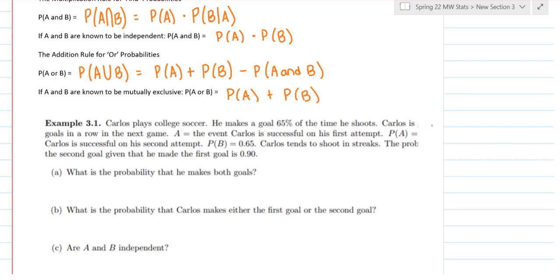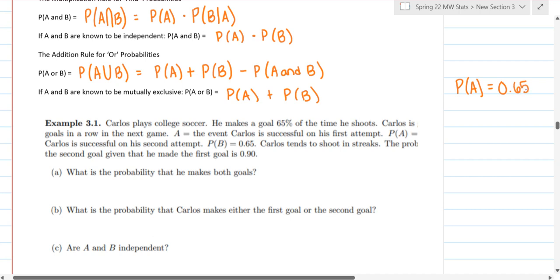A is the event Carlos is successful on his first attempt. The probability of A equals 0.65. That's given to you in there, I'm just going to write this down. B, the event Carlos is successful on his second attempt, is also 0.65.